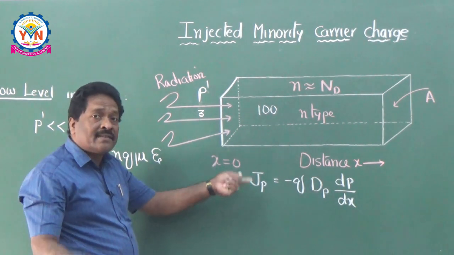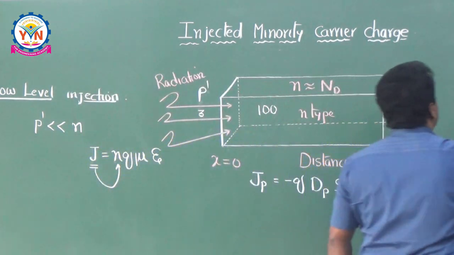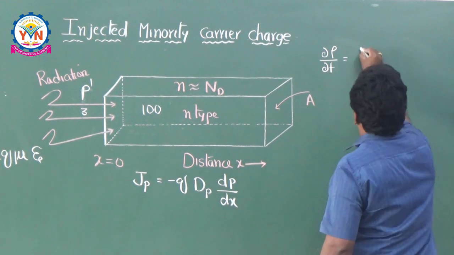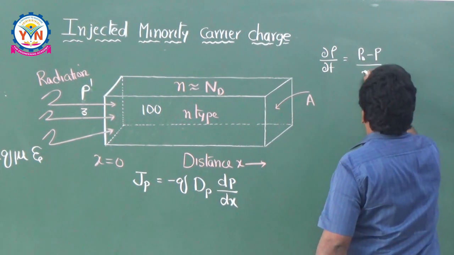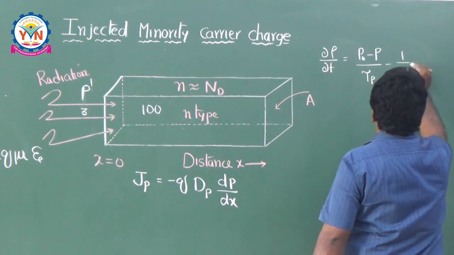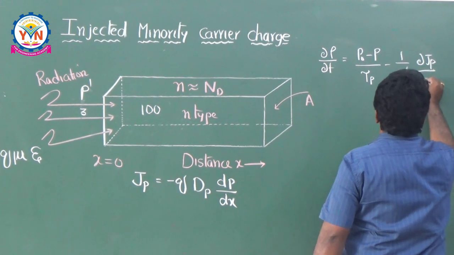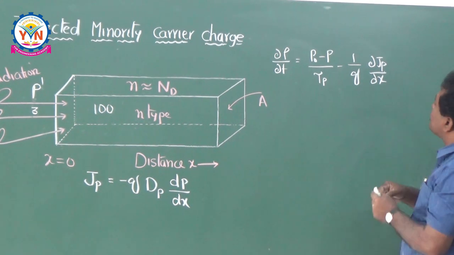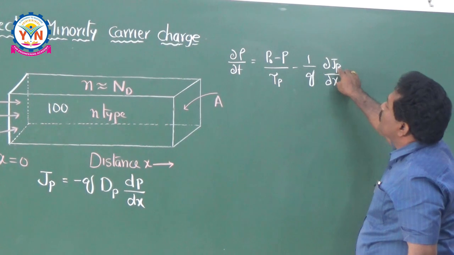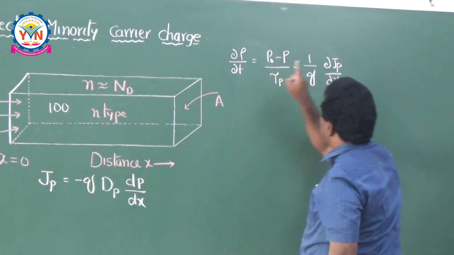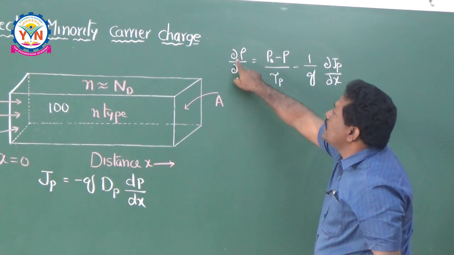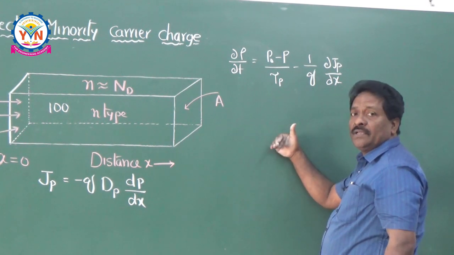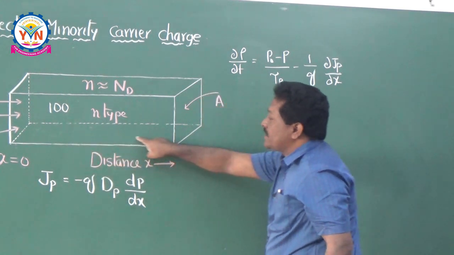Now, once again, let us recall the continuity equation. The continuity equation says dou p by dou t is equal to p naught minus p by tau p minus 1 by q into dou Jp by dou x. This is the expression which was derived in the last class. Here Jp is nothing but the diffusion current. If you substitute this diffusion current in this expression and make dou p by dou t equal to 0, that means under the steady state condition, we are going to get an excellent differential equation for the variation of the minority concentration along this bar.